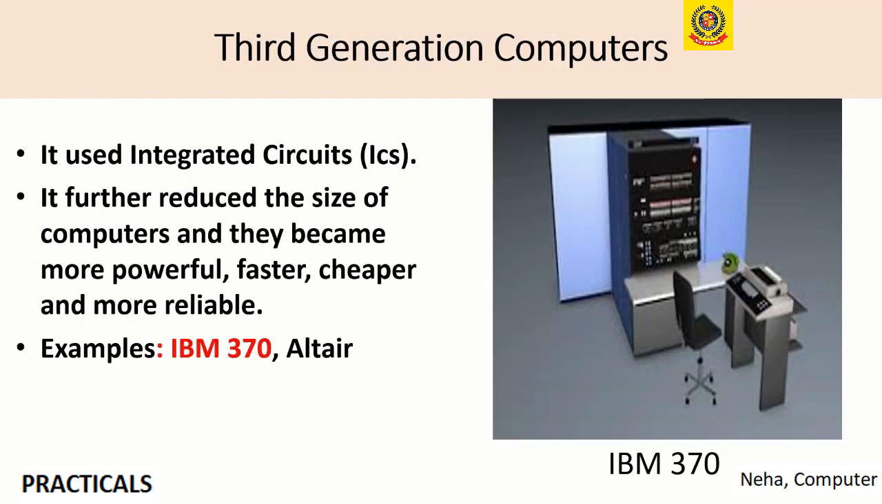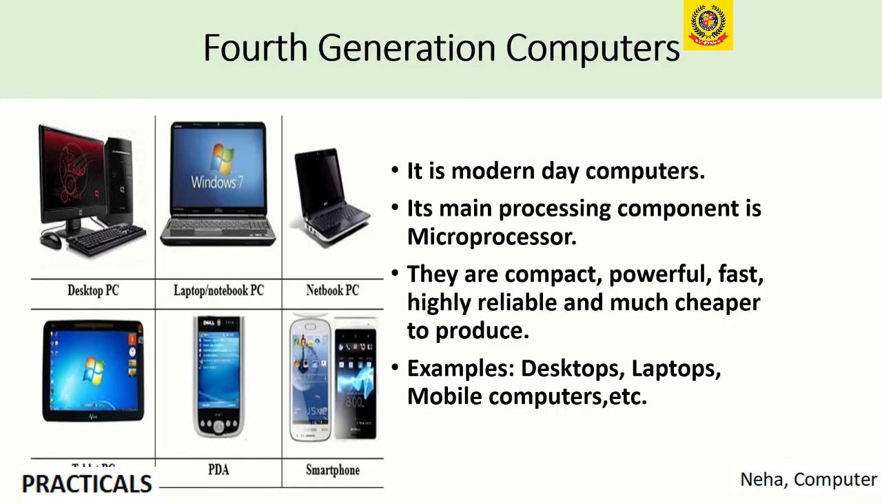Then you can show third generation computers. In the third page you can give its details about integrated circuits. You can give a picture. Here I have added IBM 370. And moving to the fourth generation computers, that is, the modern day computers, you can mention these computers, pictures and the details about them. You can mention the examples, you can mention the points about it.